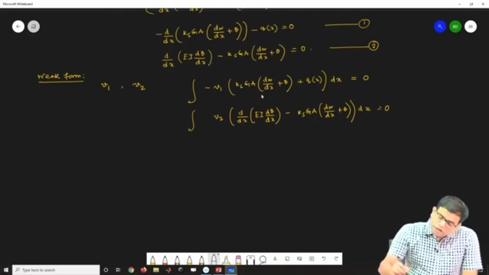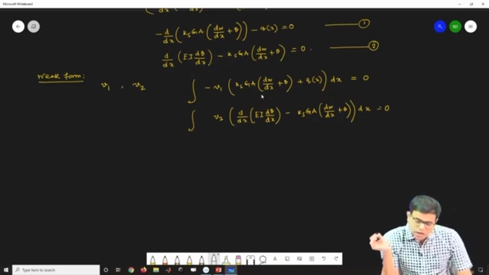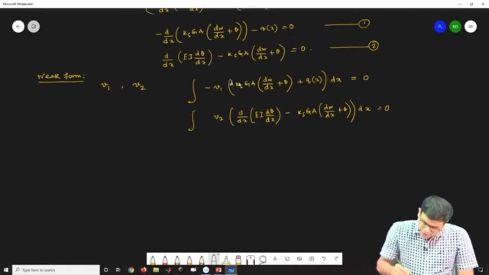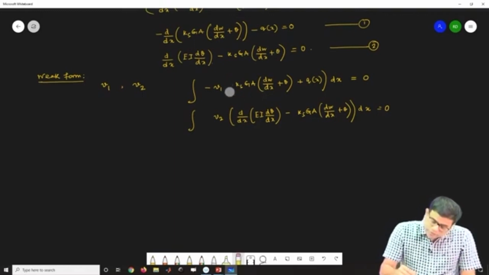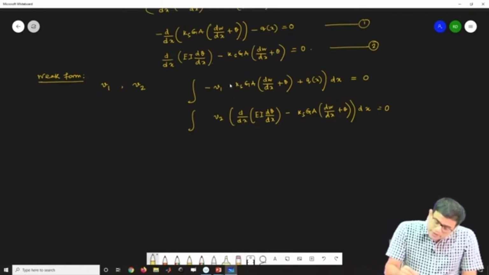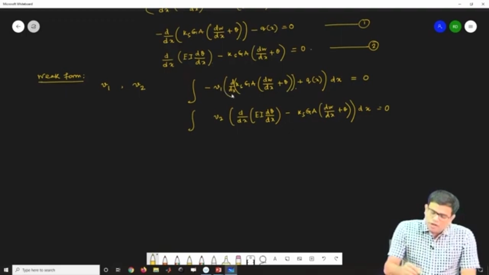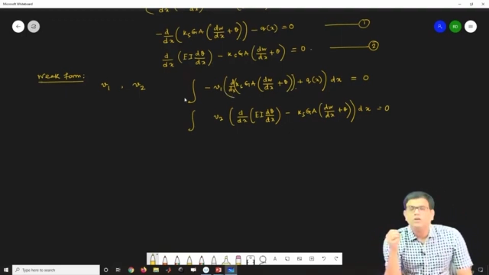But if you look carefully here, okay, I missed one ddx here. So that is ddx of this. So if you see this, now you will see that this is actually a second order equation.